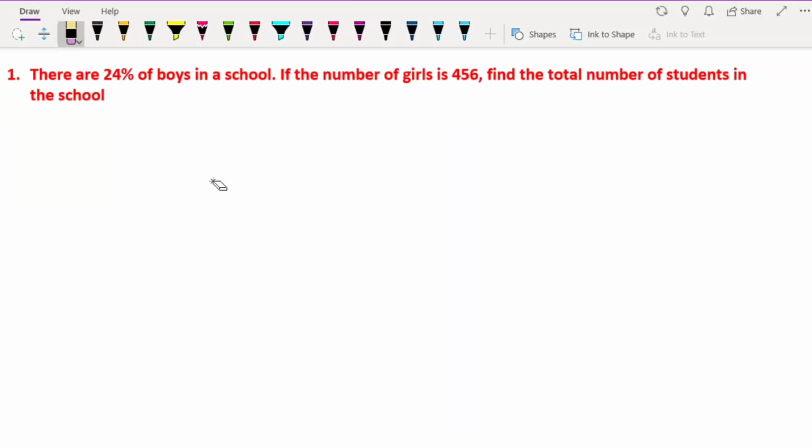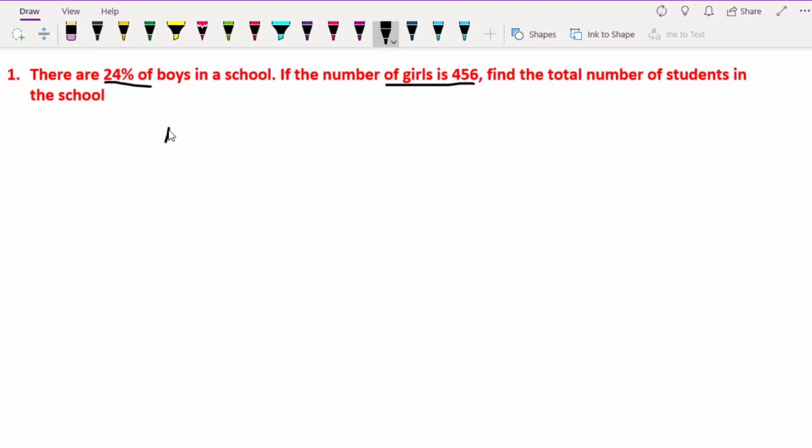So there are 24% of boys in a school. If the number of girls is 456, find the total number of students in the school. According to the question, they are asking to find out the total number of students. But as you can see, the percentage is of the boys and the number is of girls. Two different values are given. Why I'm saying differently, you'll get to know when we are doing the solution. Let us see one by one.